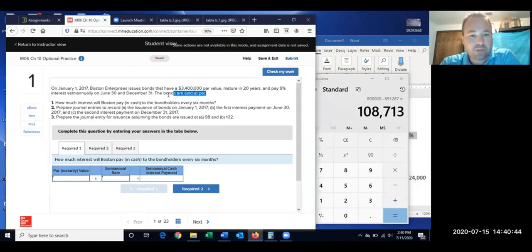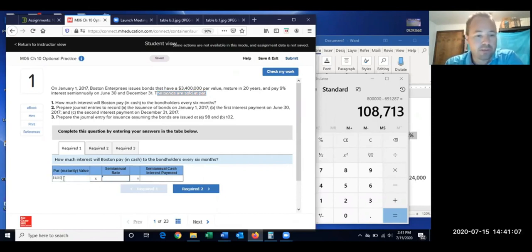The reason this one is so easy is the bond is sold at par. That means we're selling it for face value. No discount. That means the market rate and the stated rate are the same. So the first question then is, how much interest do our bondholders get paid? And they go ahead and just put it into a nice little easy calculation for us here.